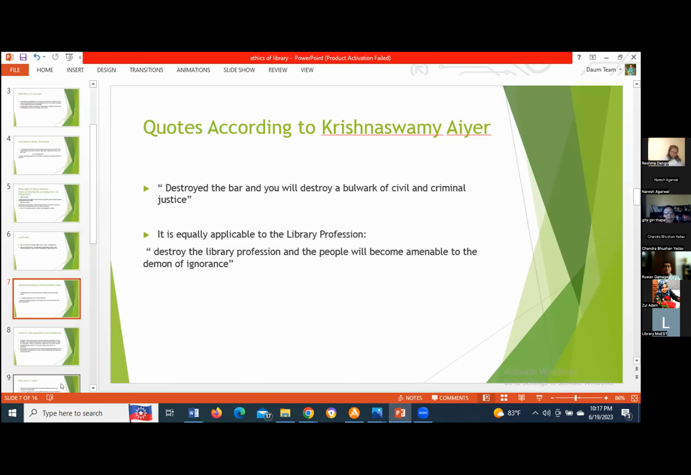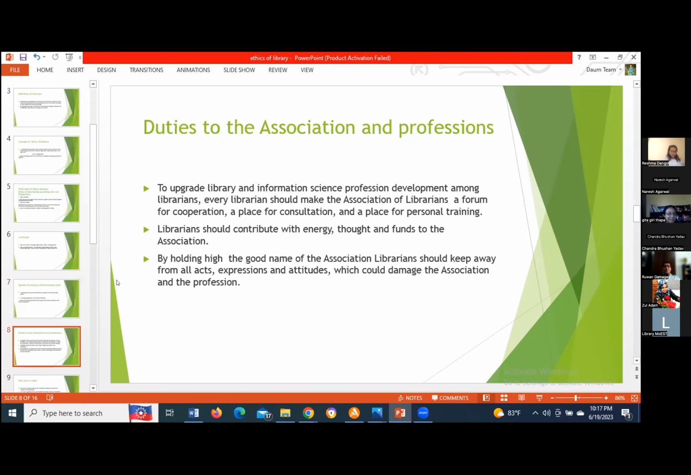According to Krishnaswami Iyer, destroy the bar and you will destroy a bulwark of civil and criminal justice. It is equally applicable to the library profession. Destroy the library profession and the people will become amenable to the demon of ignorance. If we give them the wrong information, the people also destroy their character. I want to say that is the meaning.